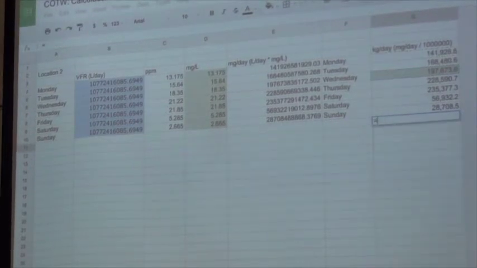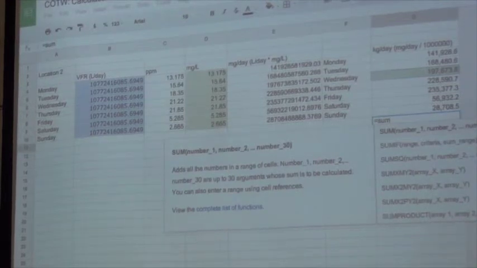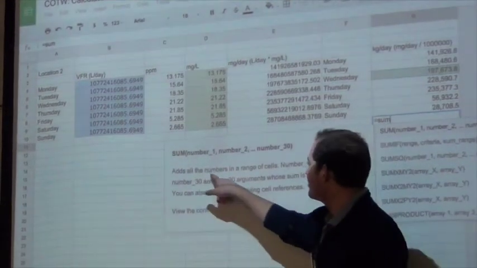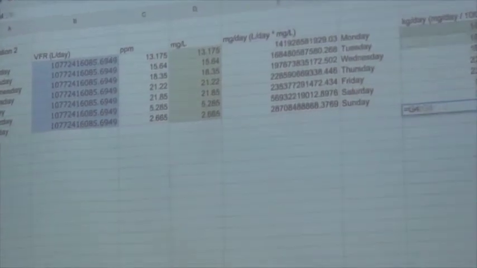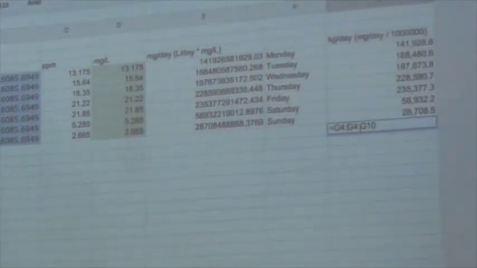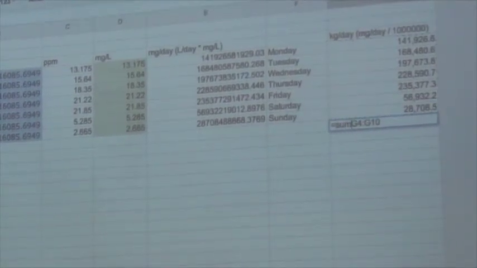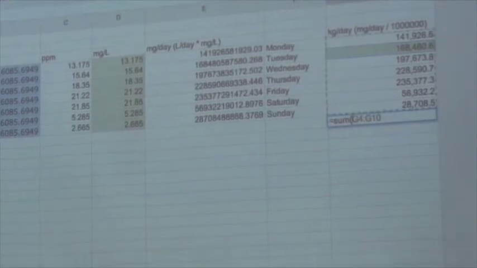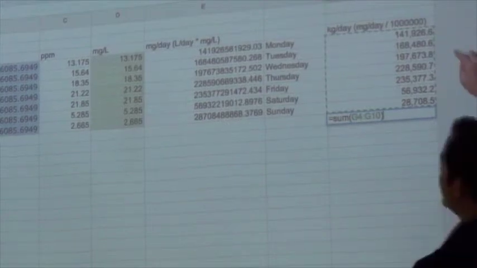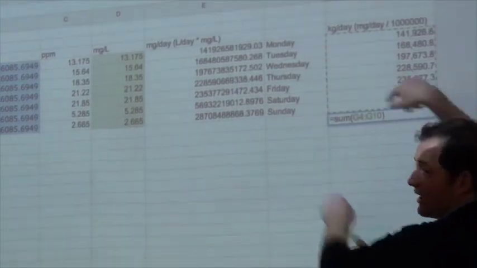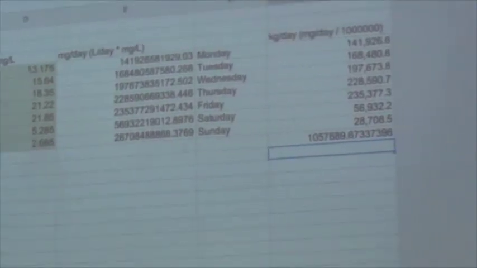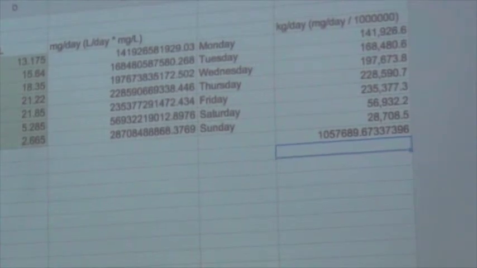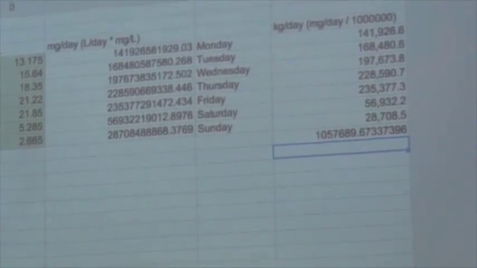Okay, so I'm gonna do this, sum, okay? It's gonna add all the numbers in a range of cells. So all I have to do is say equals sum, and click all of the cells I want it to add up. Okay, it's gonna sum all of the numbers in G4 to G10. And then if I hit enter, it's gonna add all of those up for me. Okay, that's another shortcut. You don't have to actually go through and create those. All right? Okay.